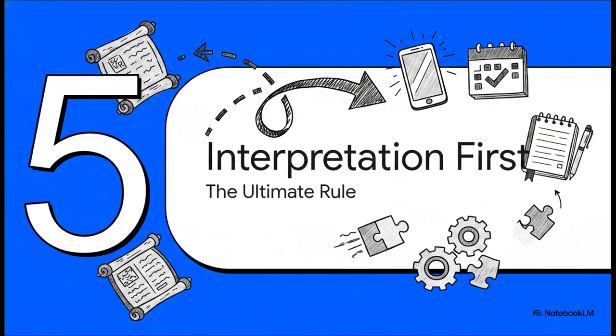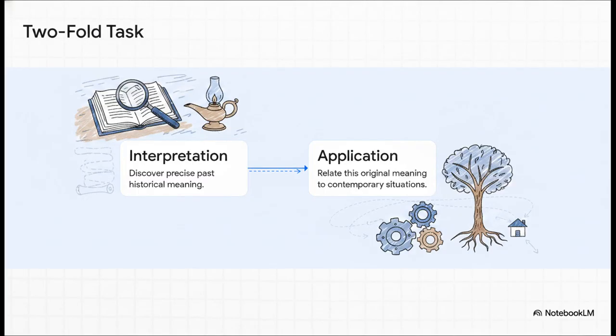And that brings us to our final stop, Section 5, Interpretation Before Application. This is the ultimate golden rule for this entire practice. There is a strict, non-negotiable order here. Step 1, you absolutely must discover the precise, specific, past historical meaning. You have to ask, what did the author intend to communicate to their original audience back in their original time?